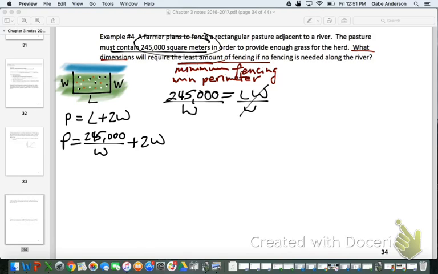As far as differentiating, do you see the quotient rule trap waiting for you? What should I do? Move up. Yeah, flip it up. So I'm going to write P equals 245,000 W to the negative 1 plus 2W. And now this is going to be fairly easy to differentiate and find minimums or maximums, whatever we're trying to find. So I'll let you guys finish this one off, and we'll compare our answers here in a couple of minutes, and we'll be done.